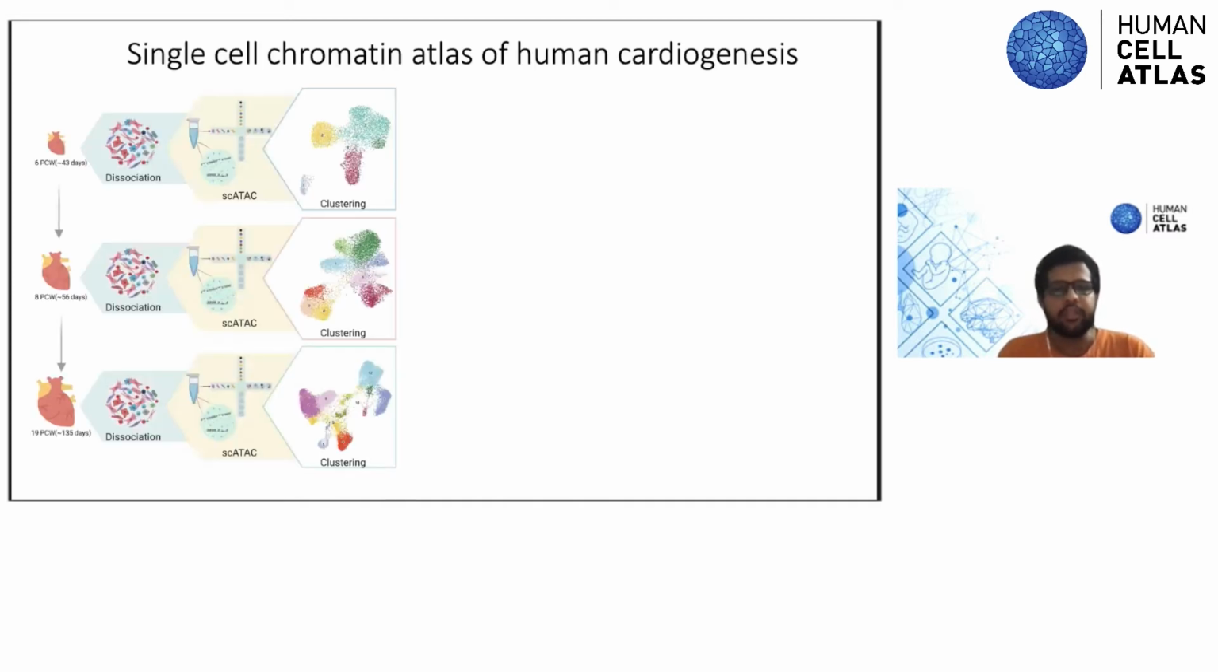So to do this, we sampled 3 human fetal hearts, one 6-week post-conception, the other 8-week post-conception, and then finally 19-week post-conception. And we did 10x based single cell ATAC sequencing of these 3 different hearts. And one thing that we could already say from each of the individual time points is that as we go through the time points, we actually have more cellular heterogeneity that we could observe with these hearts.